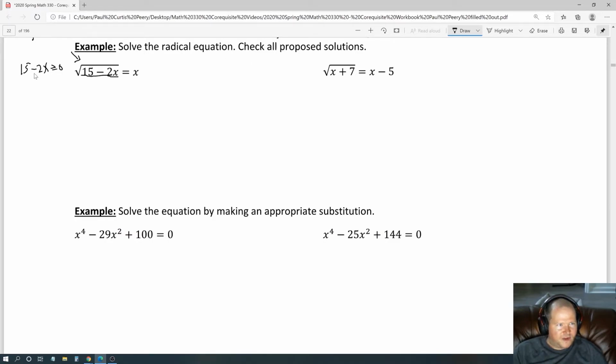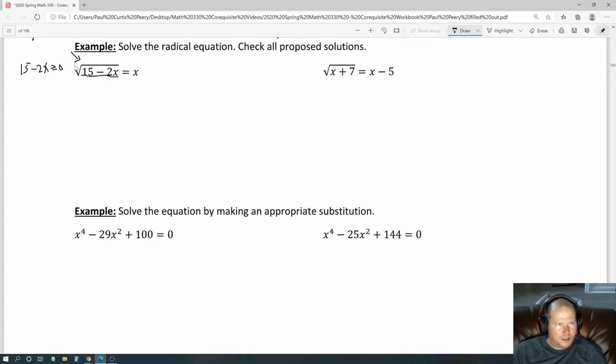But this is how you would find what the actual domain is. You would simply set literally the radicand, the stuff underneath the radical sign, as greater than or equal to 0, and then you would solve this, and that would do it. They don't ask us to find the domain, so I'm not going to do it, but that's the gist of it. So let's do the math.